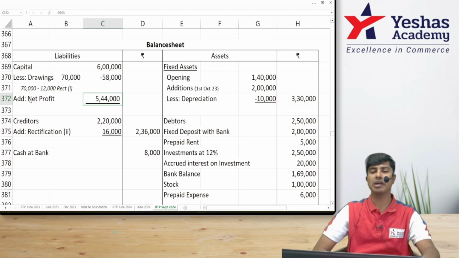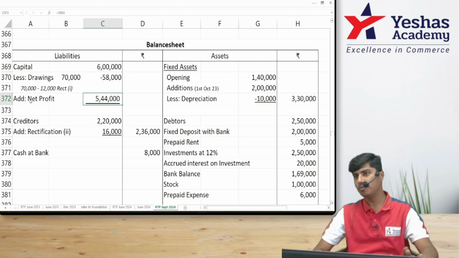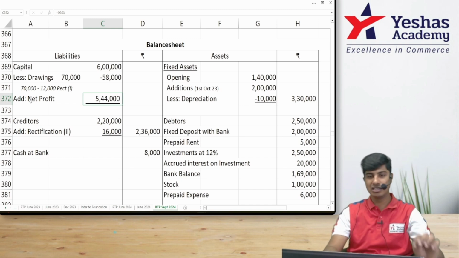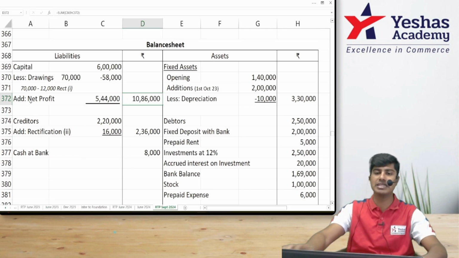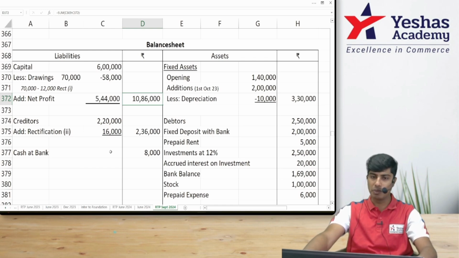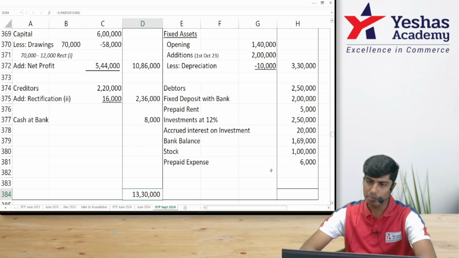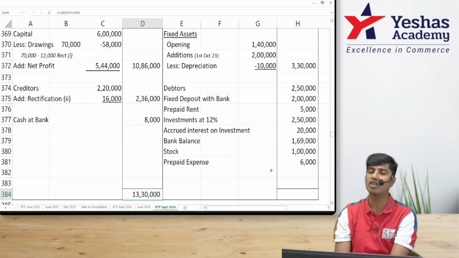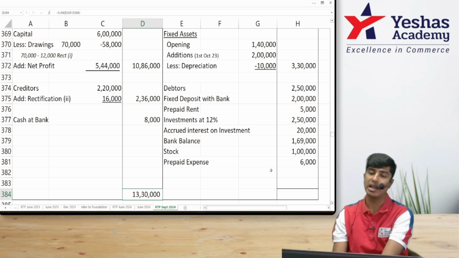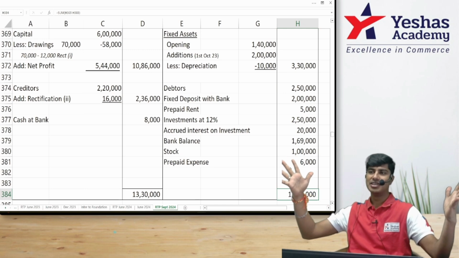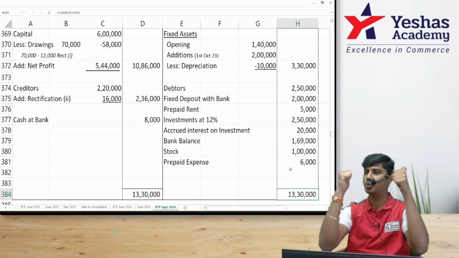Now tell me how much is the closing capital. 6 lakh minus 58, 5 lakh 42. 5 lakh 42 plus 5 lakh 44, 10 lakh 86. 10 lakh 86,000 plus 8, 10 lakh 94. 10 lakh 94 plus 2 lakh 36 is 13 lakh 30. Take the total on the asset side. 330 plus 250 plus 2 lakh plus 5 plus 250 plus 20 plus 169 plus 1 lakh plus 6. You get 13 lakh 30. Ta-da! 13 lakh 30. This is the solution to the question on final accounts with rectification of errors.